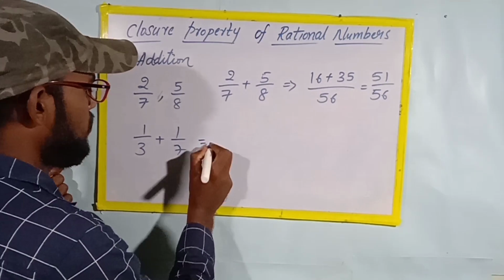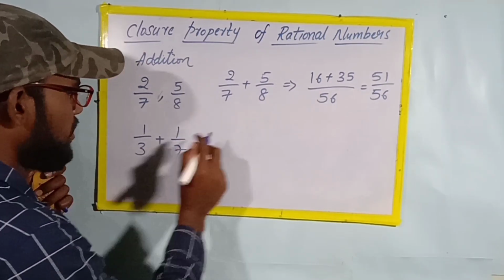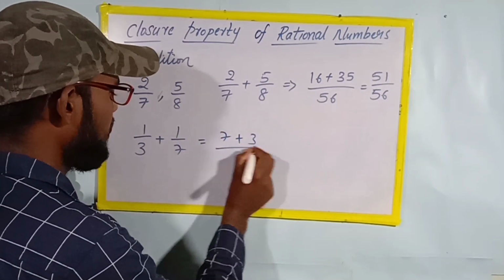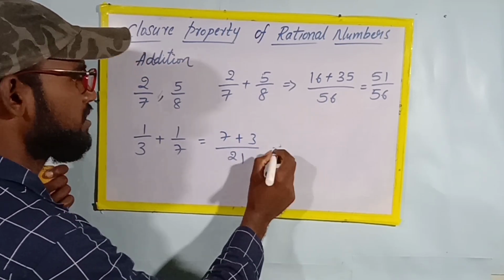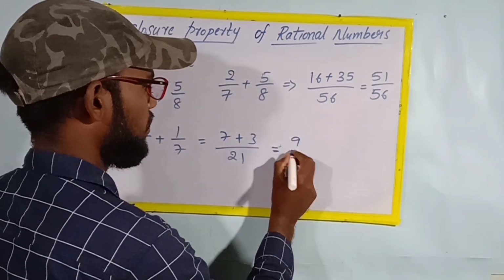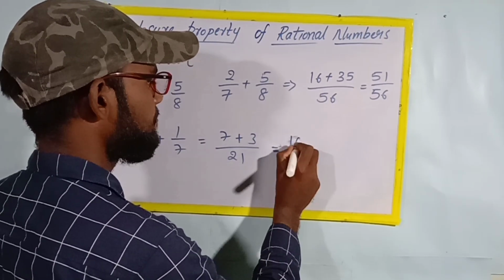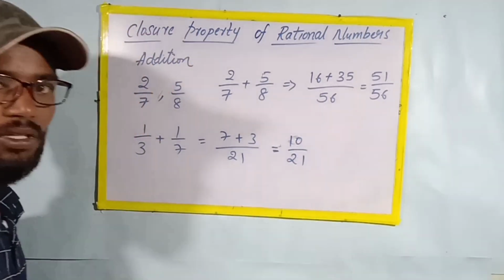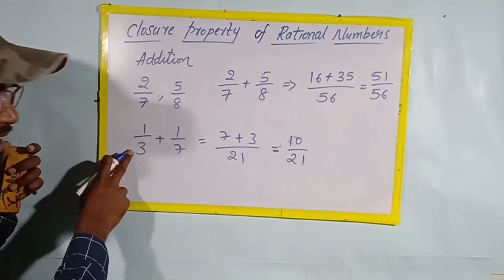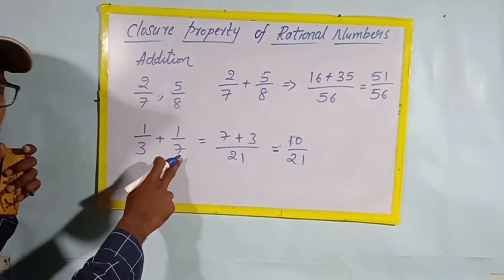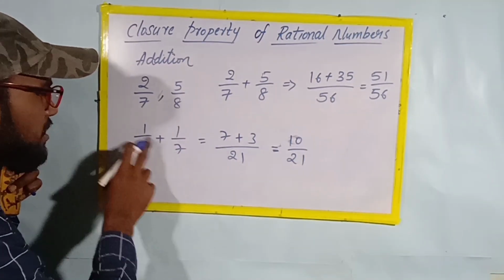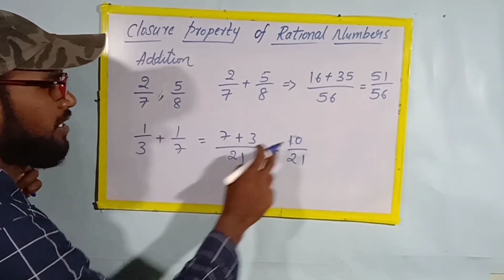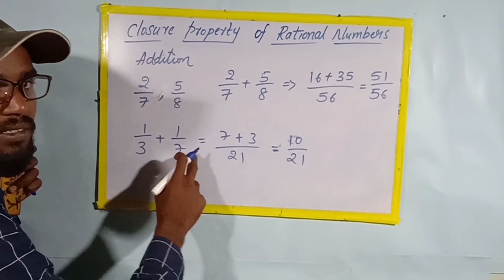So what is this here? 7 plus 3 by 21. So now what is the answer here? 10 by 21. Everyone clear? See here, 1 by 3 is one rational number, 1 by 7 is one more rational number. So I am going to add both. Now cross multiplying: 7 times 1 is 7, 3 times 1 is 3. 7 plus 3 is 10, over 21. 7 times 3 is 3 times 7 is 21.